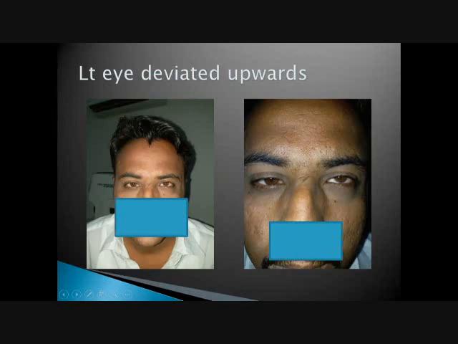Now, if you concentrate on this diagram, on this photo, it's difficult to see, but a closer look will tell you that the left eye is a little bit hypertropic. You can see the limbus on the left side, but it is not visible in the right eye. So the left eye is deviated upwards, but by looking at the eye, you can't say whether it is a hypertropia or this is DVD. So I have labeled it as left eye deviated upwards.